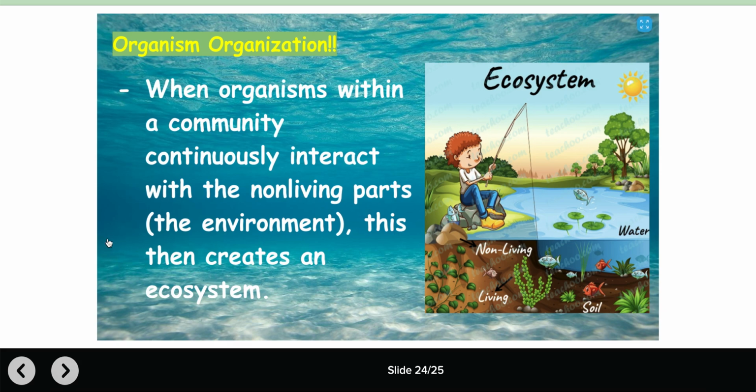So when organisms within a community consistently interact with the non-living parts of the environment, this then creates an ecosystem. And I know this is getting a little dense, guys. It's just going to take a little bit of rehearsal, and I promise you will remember this. Don't worry too much. When you have all these living and non-living things interact, that's when you finally have the ecosystem. So remember that an ecosystem has to involve the water, the soil, the temperature, the people, the fish, everything.